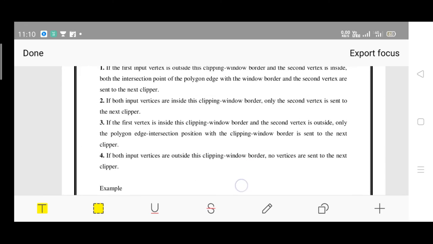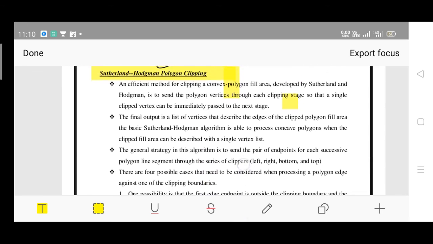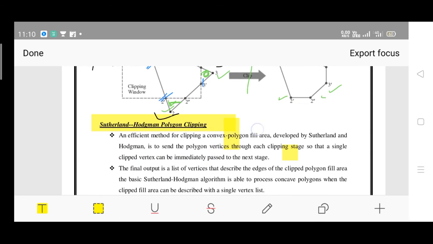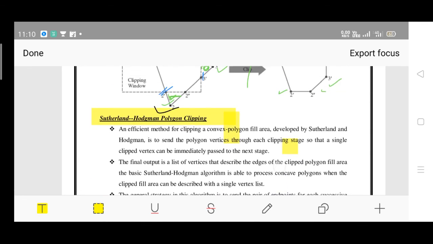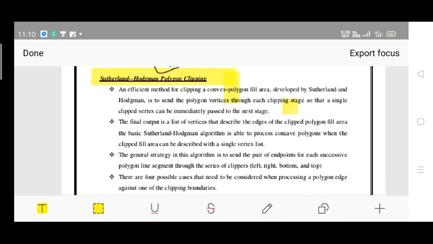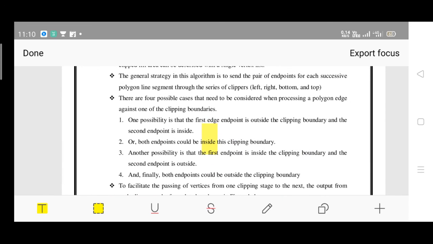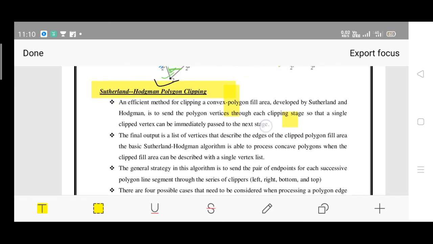You can observe the page numbers. I'll tell you the page numbers. Whether it is visible, let me check. Yes, page number 11 of the document, 10 and 11. You just observe that. If you have any doubt, you ask.